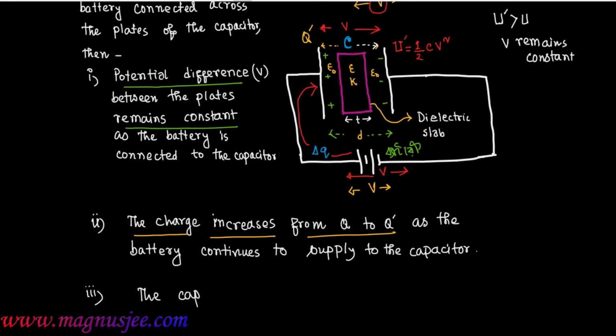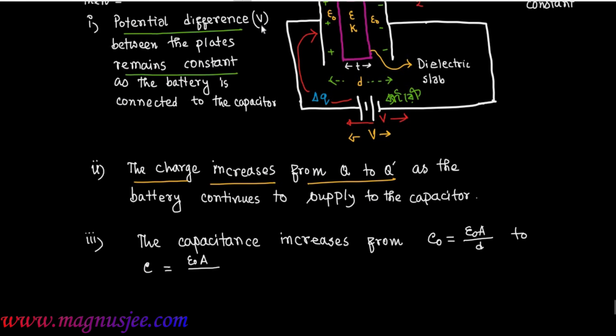The capacitance of the parallel plate capacitor also increases from C0 to C. The capacitance increases, potential difference remains constant, charge increases. That's why capacitance increases from C naught equal to epsilon 0 A divided by D, to C equal to epsilon 0 A divided by D minus T times 1 minus 1 by K.